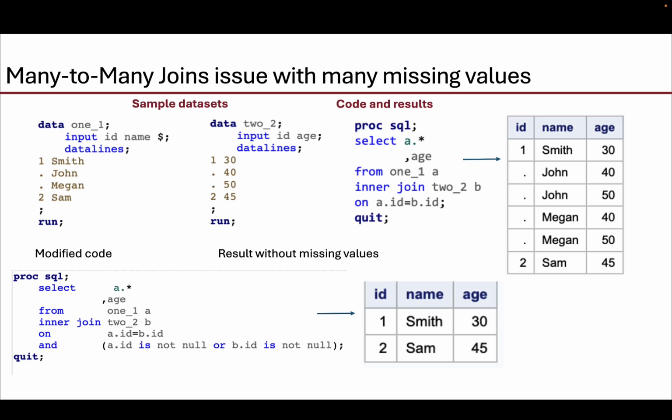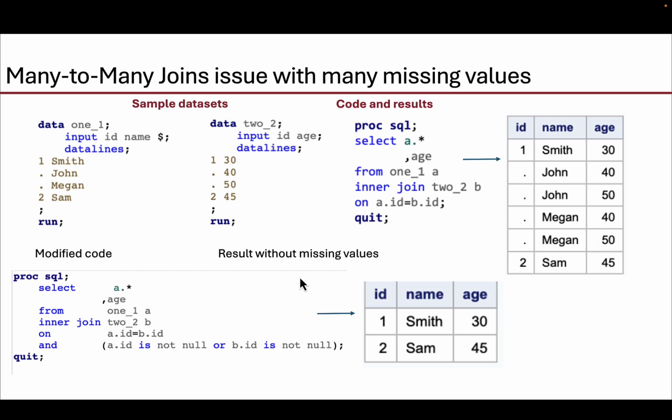The first one is the many to many join issue. One major problem with many to many joins is if we have a lot of missing values in data set 1 and data set 2. Say, for example, we have 10,000 missing values here and 10,000 missing values here, and the resultant data set becomes very large, and also we cannot understand the results. So how do we avoid this kind of join?